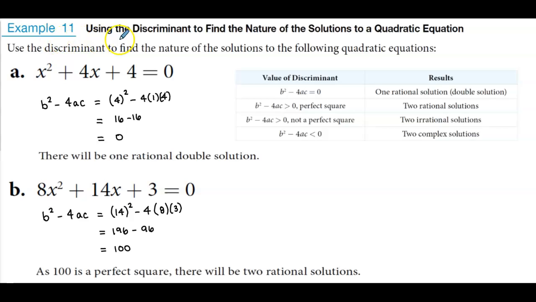Example 11. Using the discriminant to find the nature of the solutions to a quadratic equation. Use the discriminant to find the nature of the solutions to the following quadratic equations.